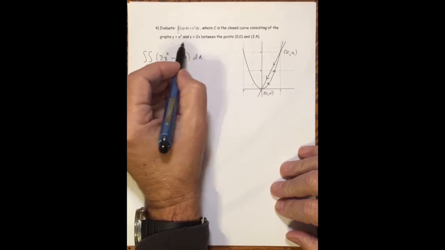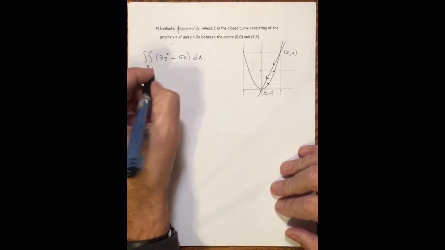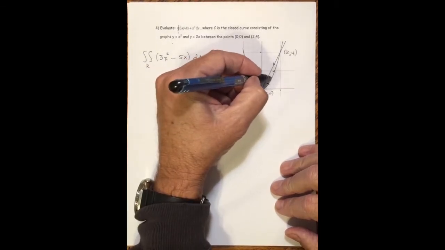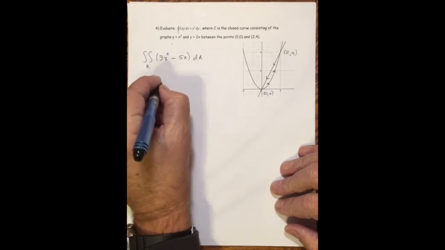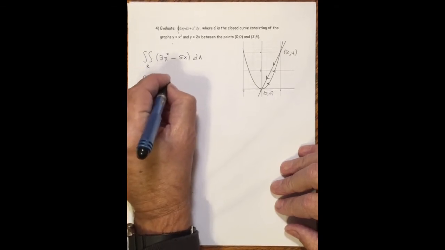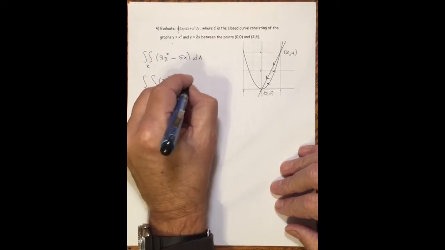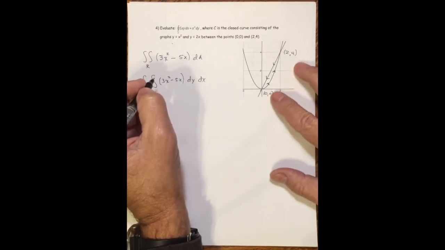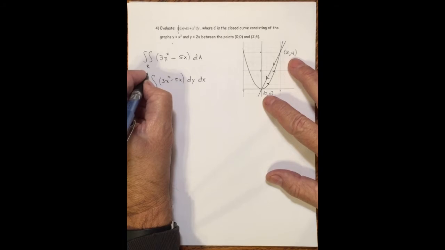The curves are y equals... if I integrate with respect to x, then I'm going to be having a square root. I'm going to integrate with respect to y first. So y is going to go from the parabola up to the straight line. So let's set this up. This is going to be 3x squared minus 5x, and we're going to go dy dx this time. So x then goes from x equals 0 to x equals 2.